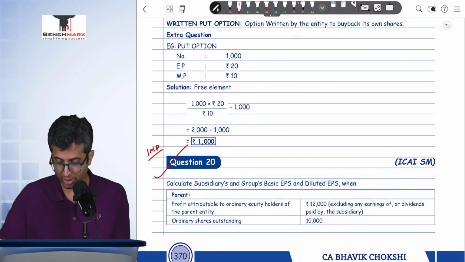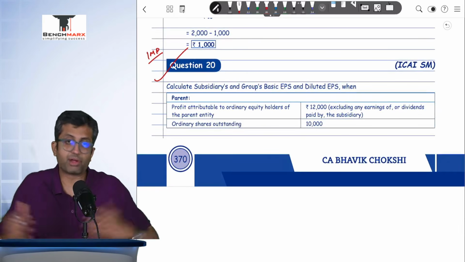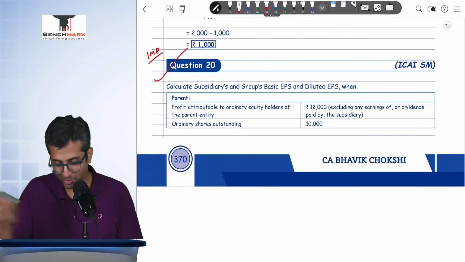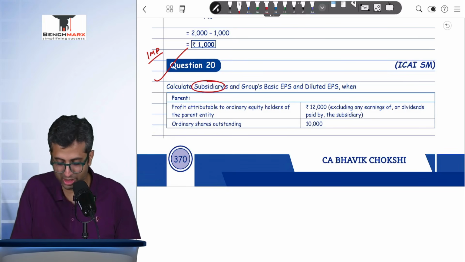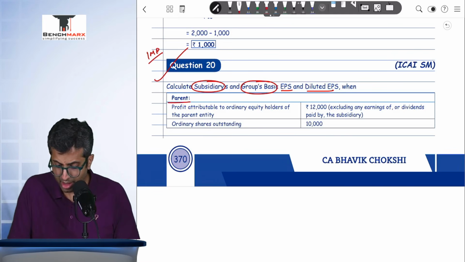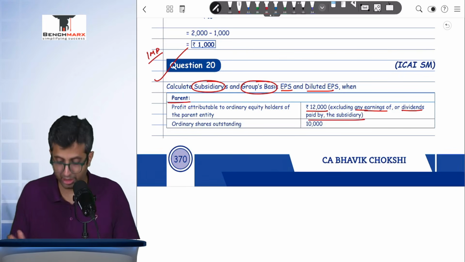This is the last question, question number 20 for these important sections. And we've covered a lot of questions, almost the entire chapter. So calculate the subsidiary's and the group's basic and diluted EPS. They're not asking for the parent, so we are not doing it. The profit attributable to ordinary shareholders of the parent entity is 12,000, and this is excluding any type of earnings or dividends from the subsidiary. So this is pure parent earnings.